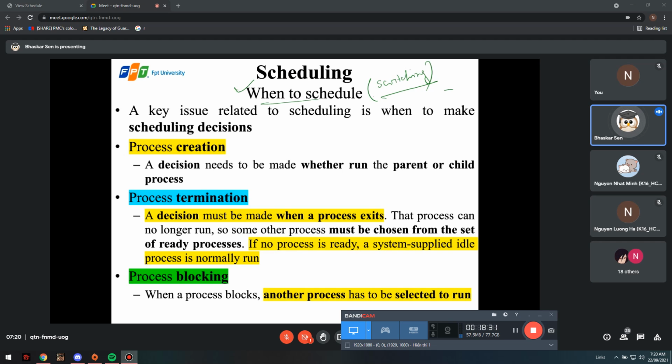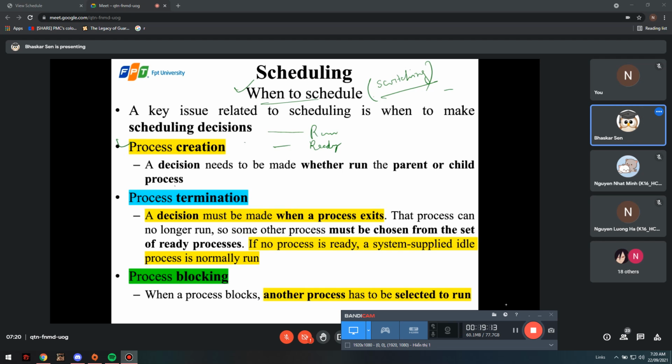But on top of that, we do have certain other situations where we may need to schedule. For example, process creation. When a process is created, a decision needs to be taken whether to send it, in normal conditions, to running or ready. If your OS supports process hierarchy, like parent-child hierarchy in Unix, then you also have to decide which one to run first, the parent or the child process.